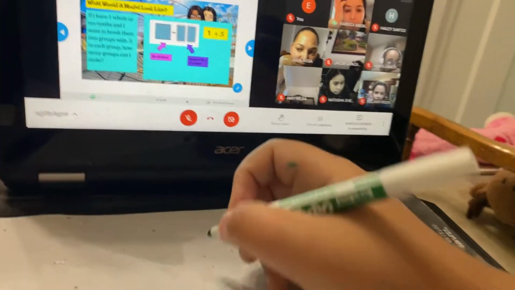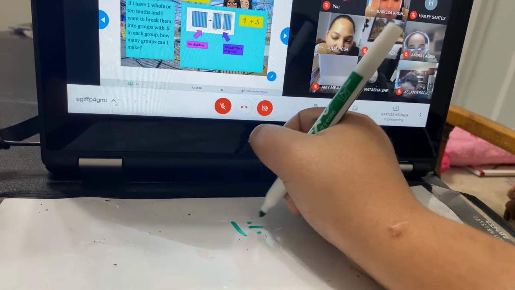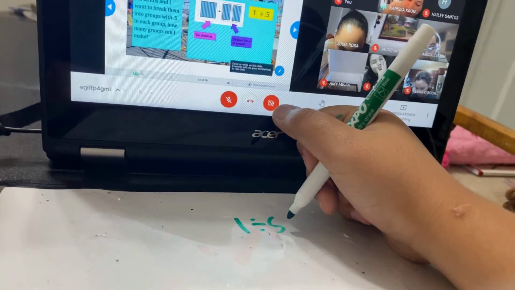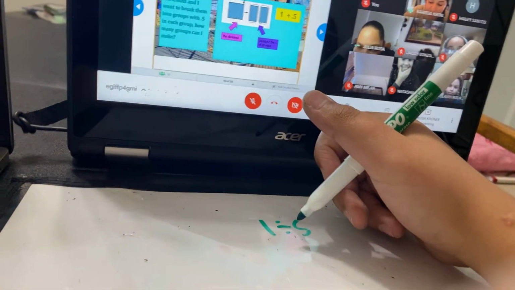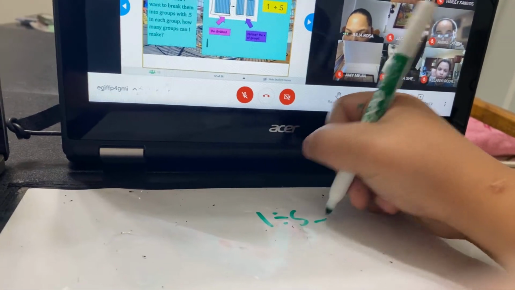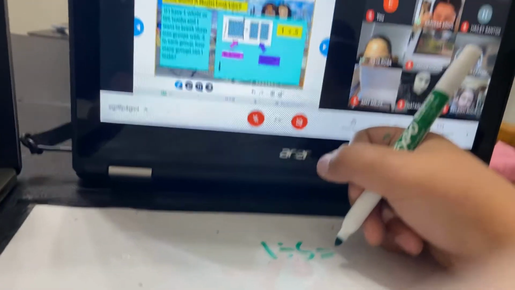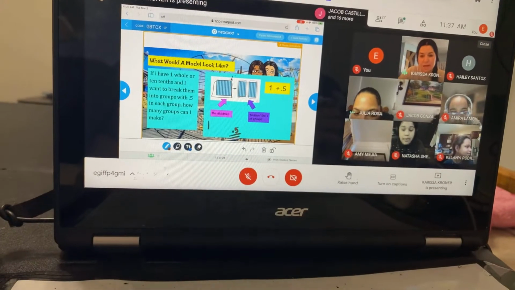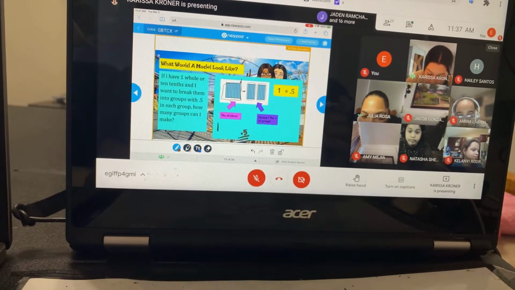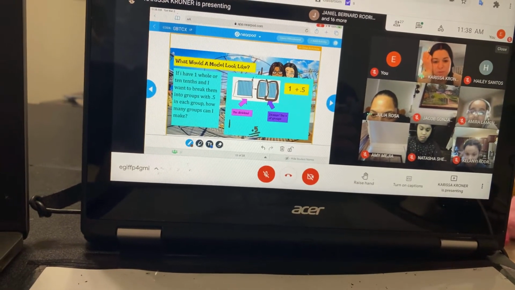So if you have one whole or 10/10, and I want to break them into groups with 5/10 in each group, how many groups can I make? So remember in the very beginning, we said that these longs here represented 1/10, right? This whole square is one whole, 1. Now we want 10/10, yeah, 10/10. So we want to break them into groups with 5/10 in each group. All right. So what if we divide 1 by 5/10, how many groups will we have? Well, here we have 5/10 in this group and 5/10 in this group. Therefore, we have how many groups?